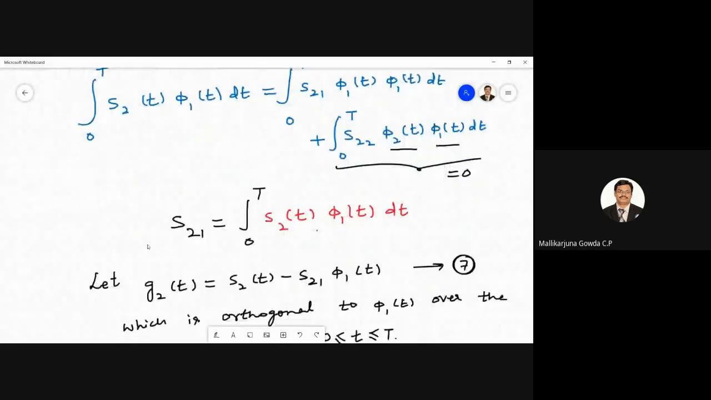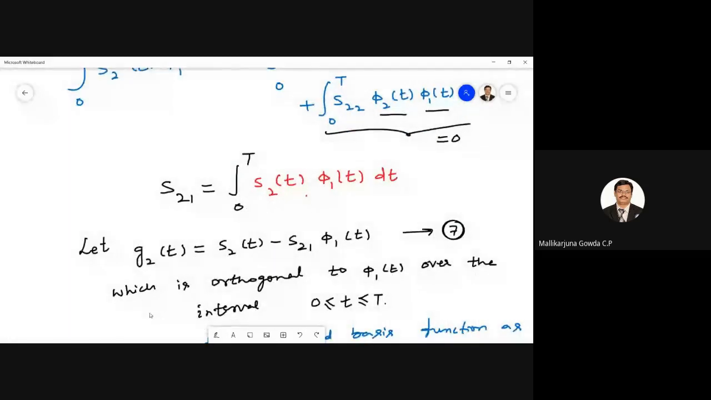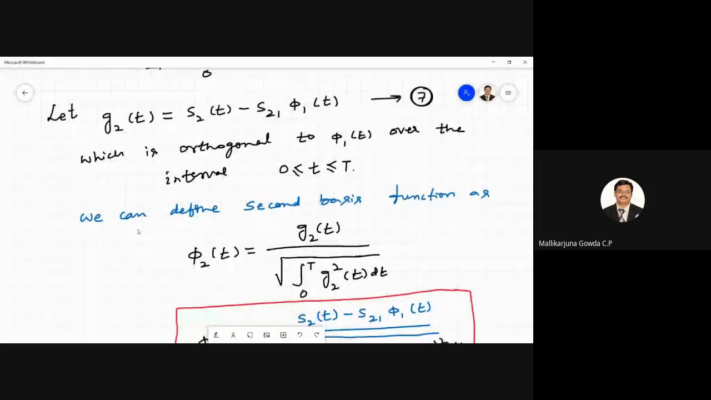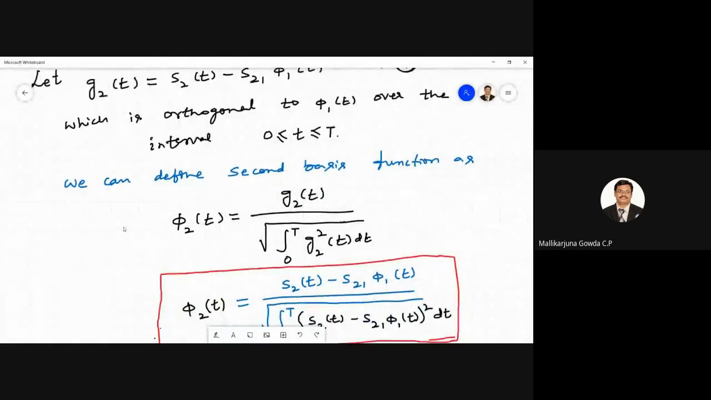Are you able to see any story here? Nothing, right? It is all mathematical. So I wrote phi 2 of t is equal to g2 of t divided by the square root of the energy of that signal g2 of t. The energy of the signal g2 of t is the integral from 0 to T of g2 square of t dt.